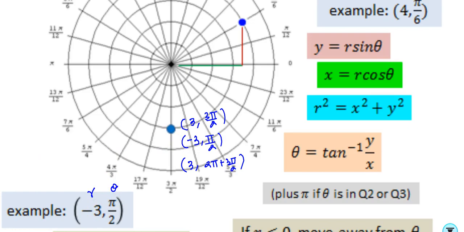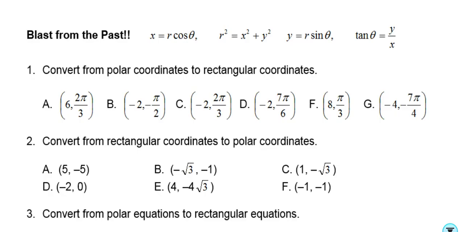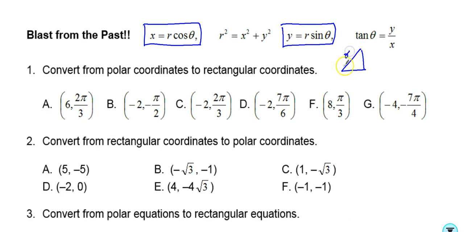So in your packet, you have some examples. You don't have to do all of them. We are just reviewing. Again, x is r cosine theta, y is r sine theta. Everything is coming straight from the unit circle. This is r, that's angle theta. This is y and x. One triangle will give you all this information. So you don't have to do all of this, just one of them.